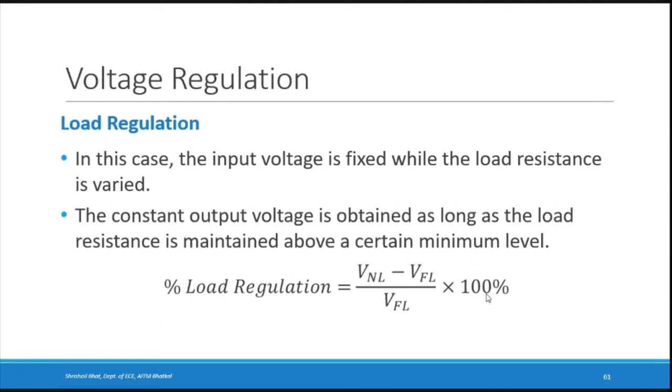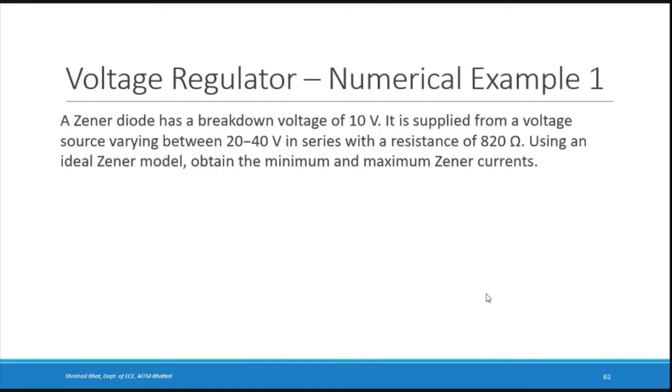Today we will solve some numerical examples on these voltage regulators one by one. So take this first example. It is given that a Zener diode has a breakdown voltage of 10 volts. It is supplied from a voltage source varying between 20 to 40 volts in series with a resistance of 820 ohms. Using an ideal Zener model, you are asked to obtain the minimum and maximum Zener currents.